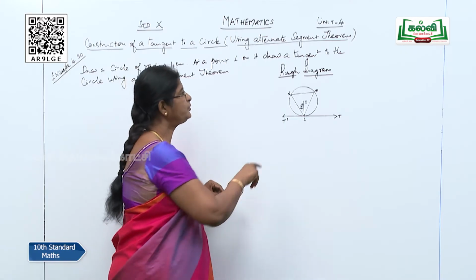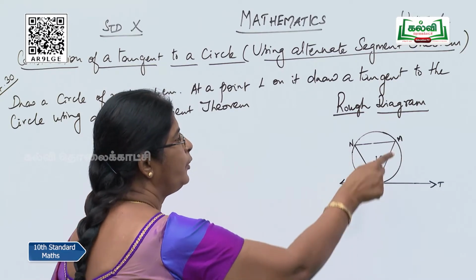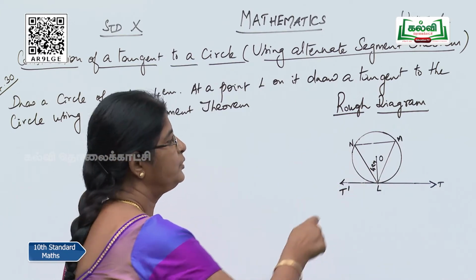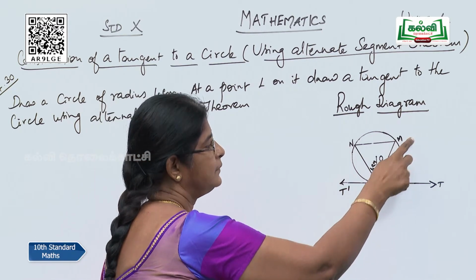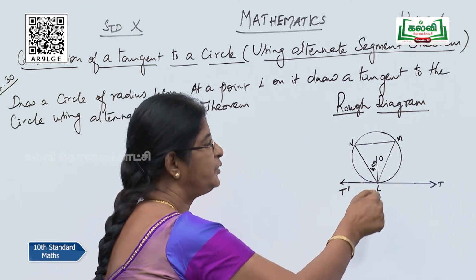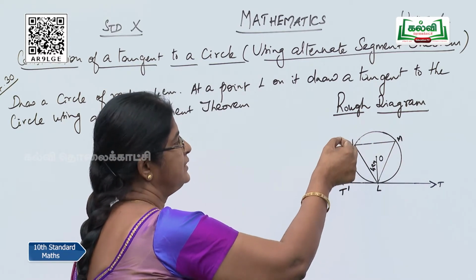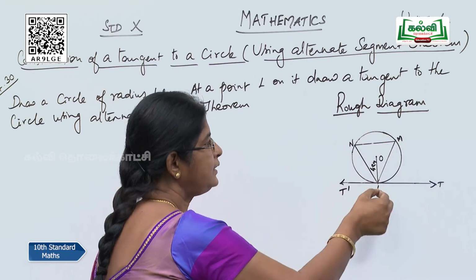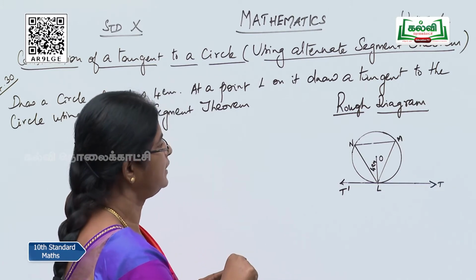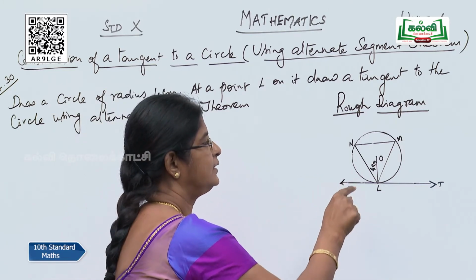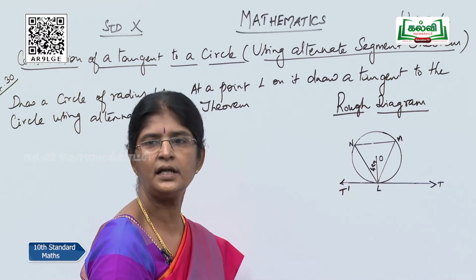Now, first you have to draw a rough diagram. With center O, you are going to draw a circle of radius 4 cm. After this, LM is nothing but a chord. First of all, you have to draw a chord. Then you take any point N and join M and N, L and N. Now, using the alternate segment theorem, we are going to construct the tangent T dash through the point L. Let us see how it is.